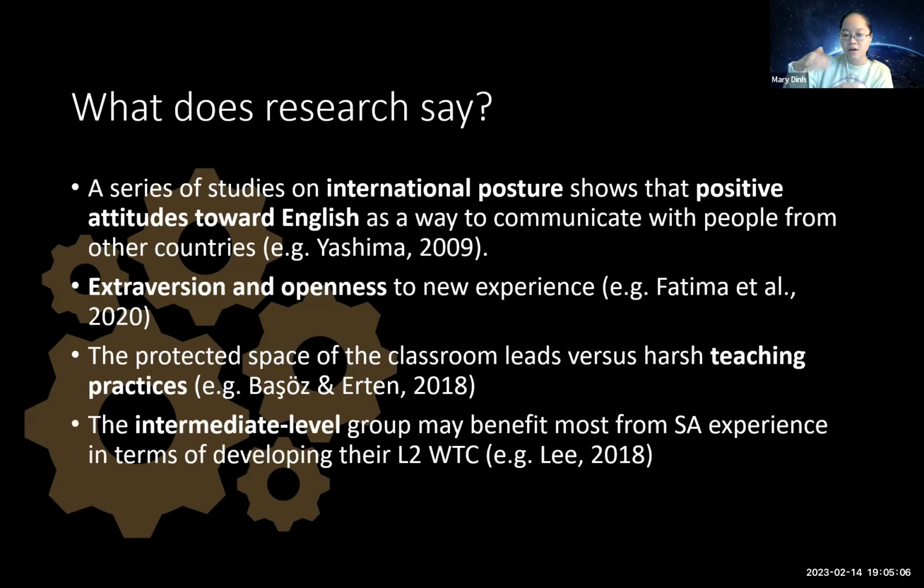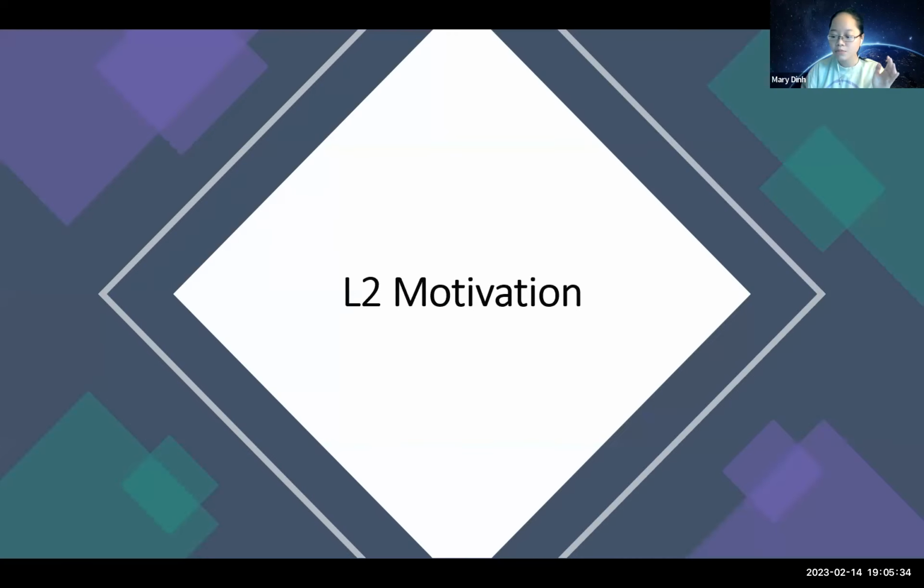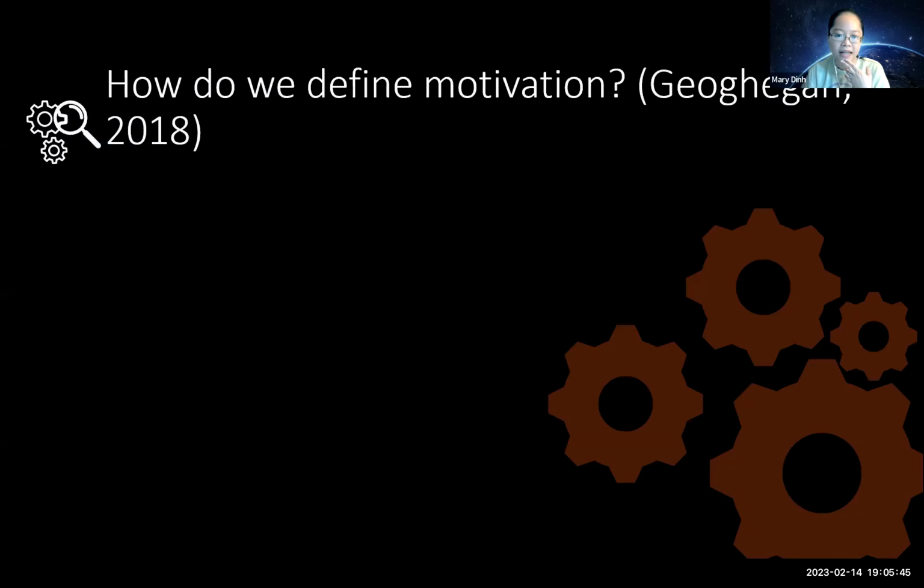And lastly, it seems like the clearest change in lowering anxiety and improving your willingness to speak is more evident amongst the intermediate level group. So they show the clearest progress compared to other levels of language proficiency. Now we come to the last factor when it comes to success in the study abroad program, which is the student motivation to learn and to use the second language.